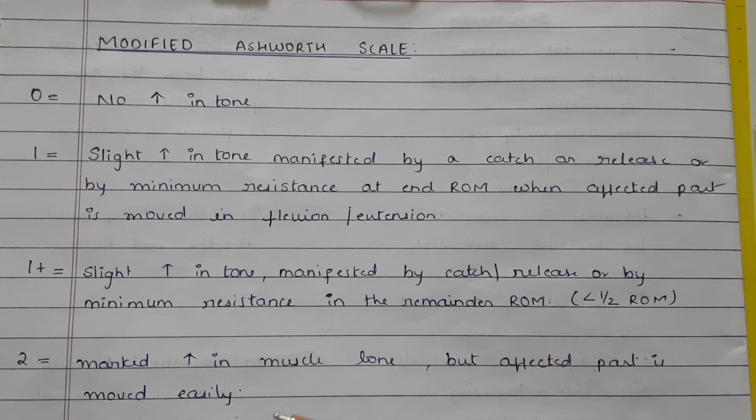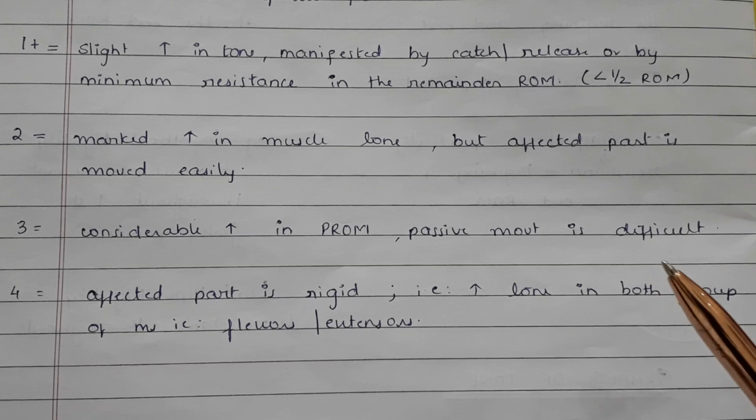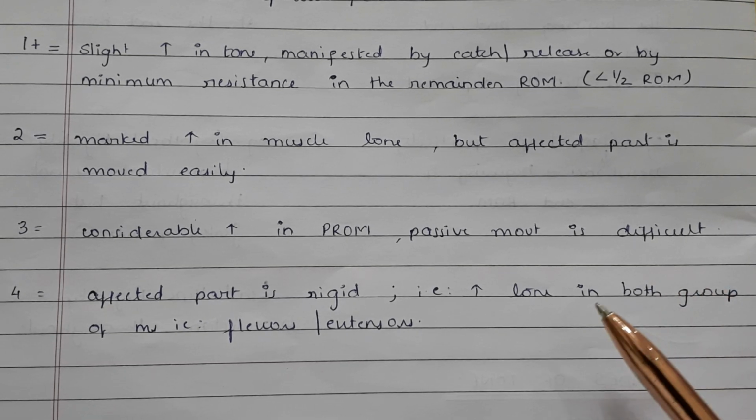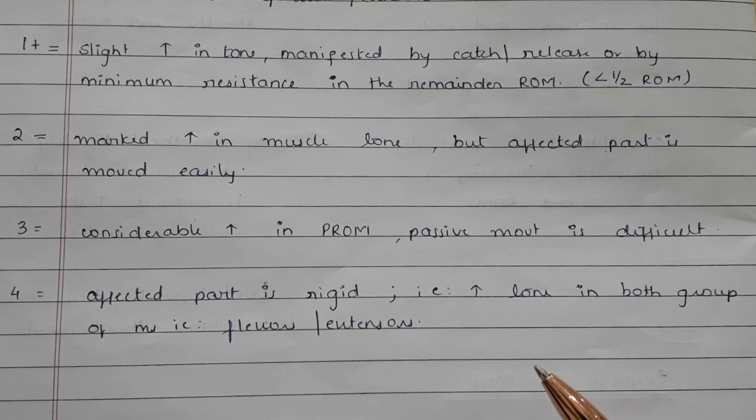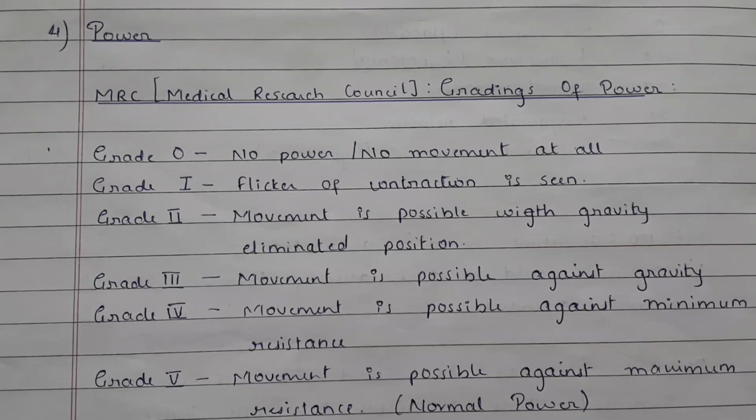Grade 2 is marked increase in the muscle tone but the affected part is moved easily. Grade 3 is considerable increase in the passive range of motion and passive movement is difficult. Grade 4 is wherein the affected part is rigid, that is, there is increased tone in both the group of muscles, that is flexors and extensors.